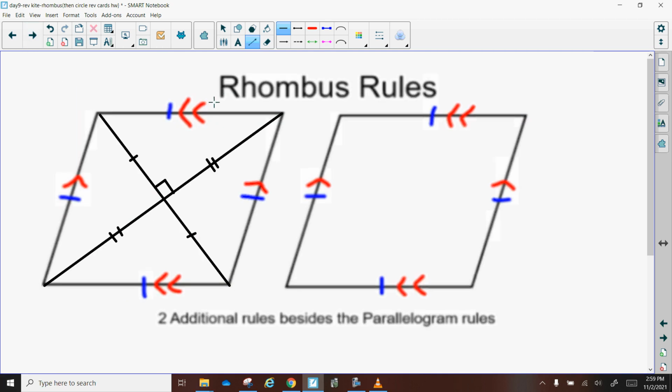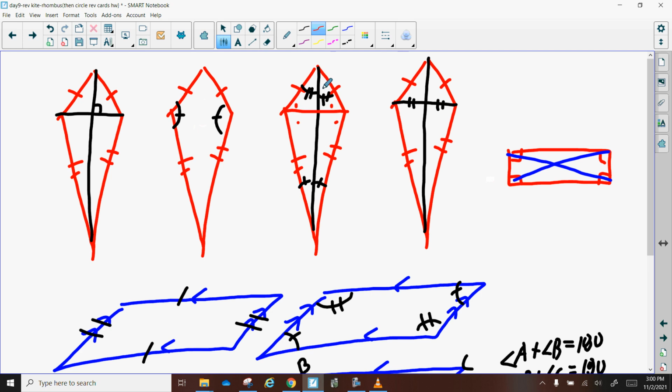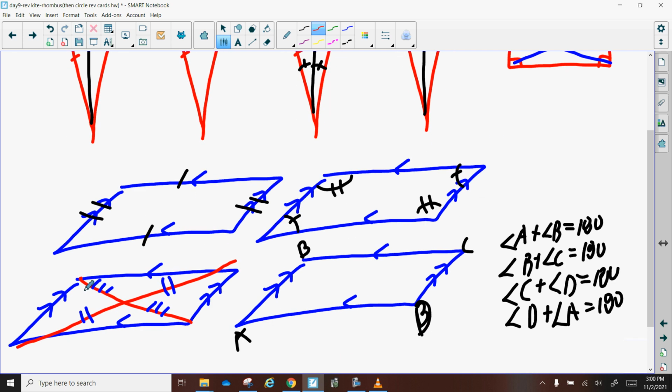That's one. And one additional rule is, if I draw this diagonal in right up here, this diagonal is going to cut this angle in half on both the top and the bottom. This is very similar to what we did on a kite, where it bisected what we called the vertex angles. But notice this angle is not the same as that angle there.